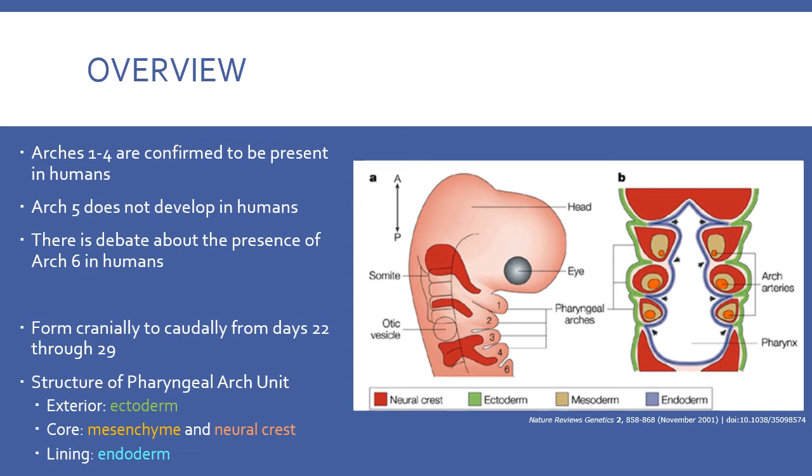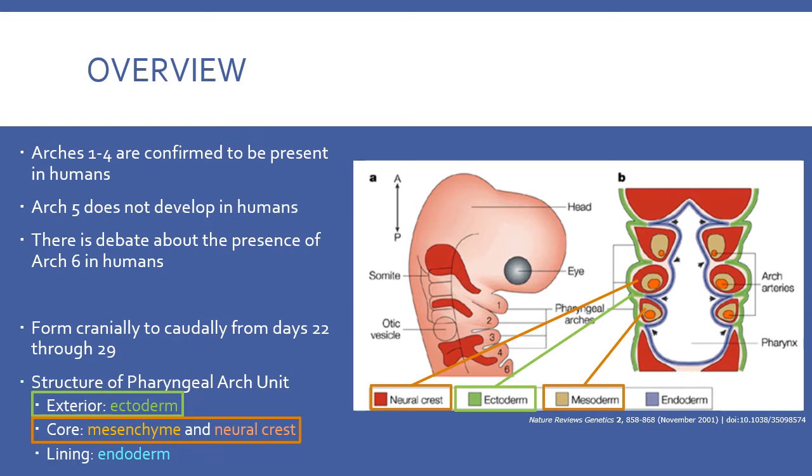Now, when you think about the structure of the pharyngeal arches, you can think about them as a group, the structure of the unit, the pharyngeal arch unit, or individually. When you're looking at them as a group, on the exterior of the embryo, they are surrounded by ectoderm. And on the interior of each arch, you have a core of mesenchyme and neural crest. But on the interior of the embryo, so essentially the back side of each arch, you have an open space that's lined by endoderm.